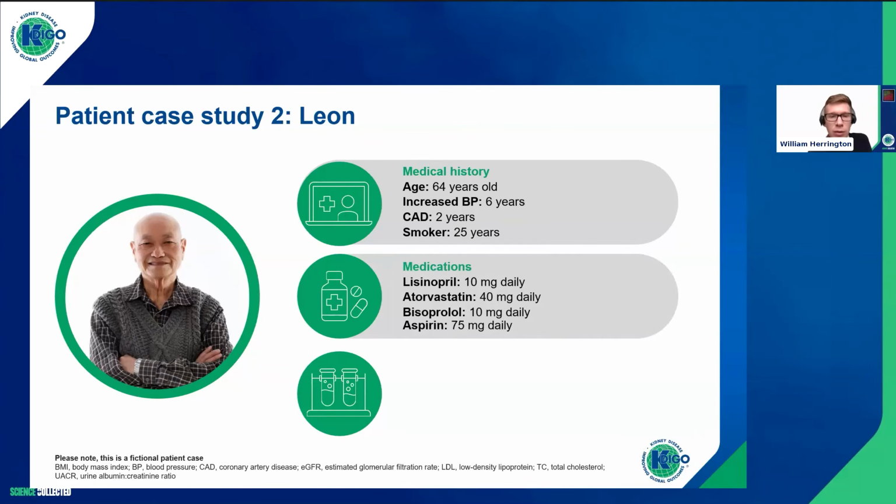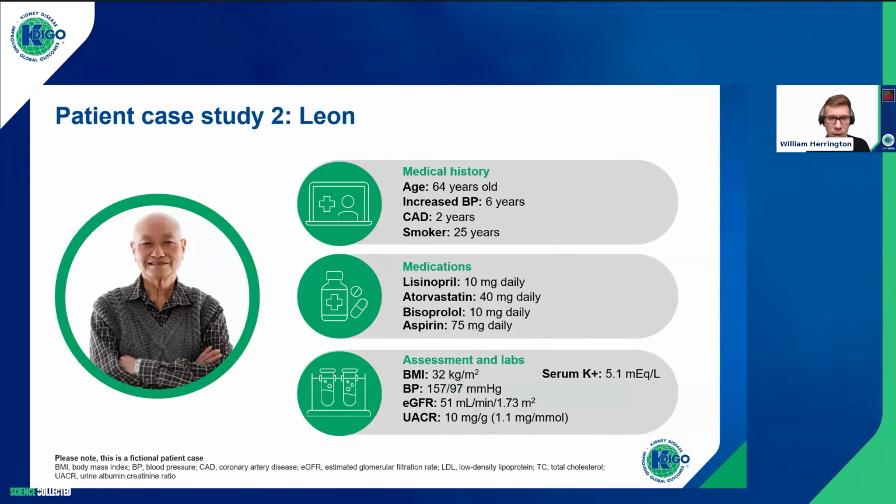That's a relatively low dose. So you can increase the dose in the UK up to 40 milligrams daily. But he's on an intensive LDL lowering with atorvastatin, a beta blocker, and aspirin. But Leon is at higher risk of cardiovascular events than Hilda by virtue of the fact that he has got a BMI of 32, a blood pressure of 157/97, and that is despite the fact his eGFR is slightly better and he doesn't have any albuminuria.